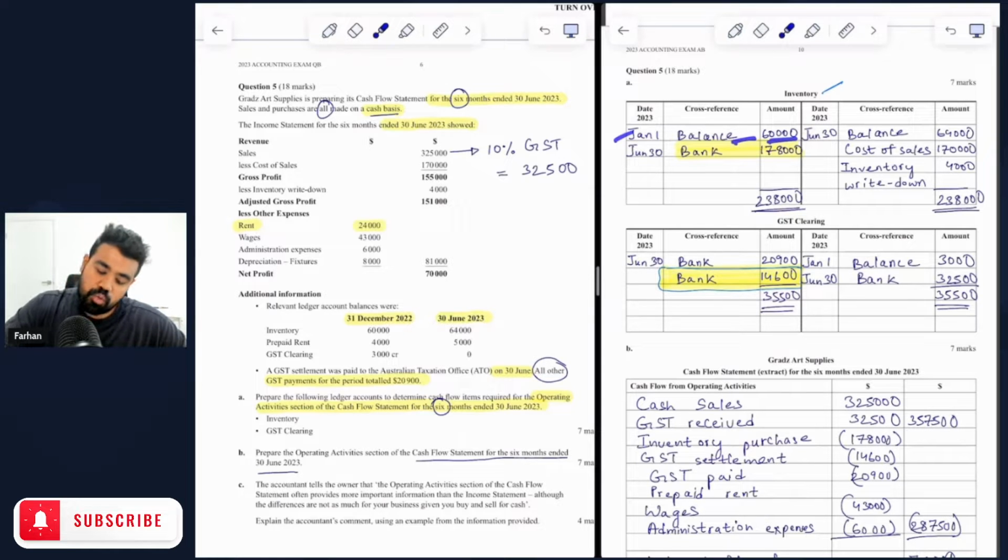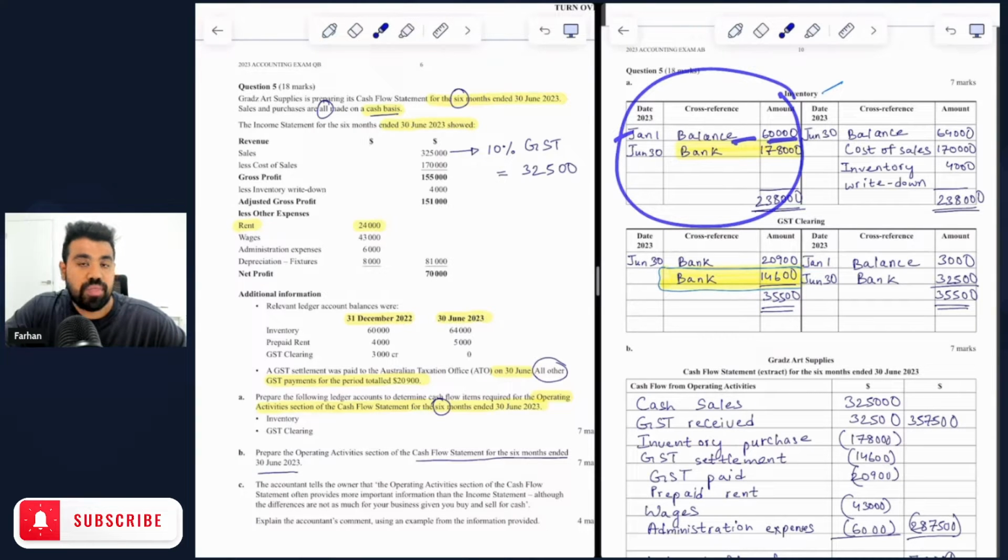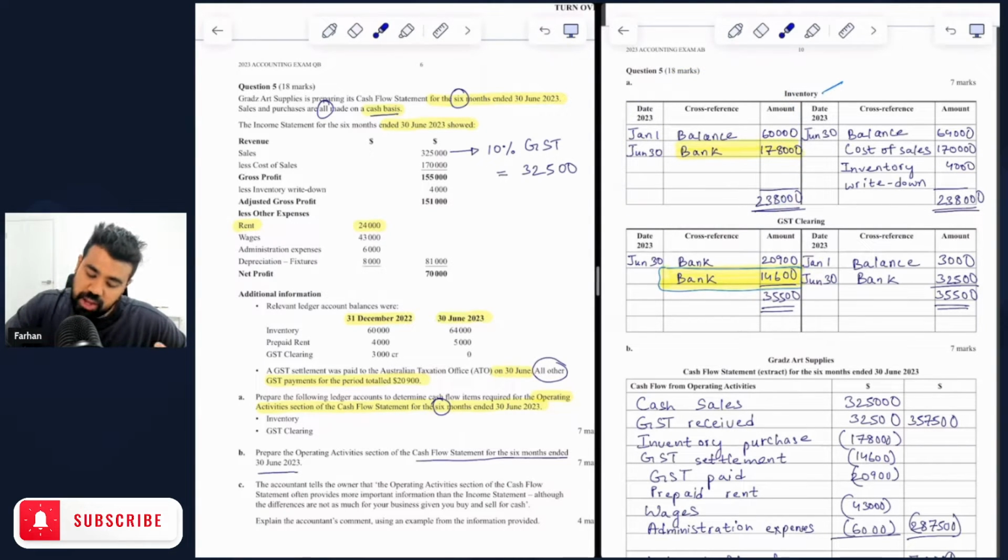And the reason we're showing it on the debit side of the ledger account is because assets by default are debit. When they increase, we debit them, and the opening balance of the assets are always on the debit side. When they decrease, we credit them, and the closing balance of the assets are always on the credit side. So now that we have taken care of the opening balance, we also know the closing balance given at 30 June 2023, which is $64,000.